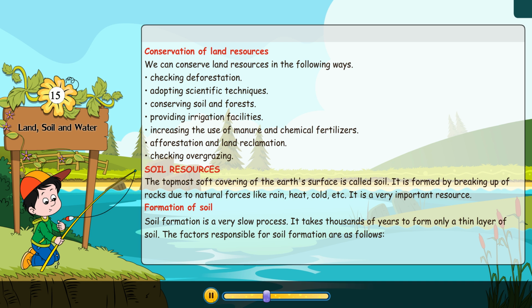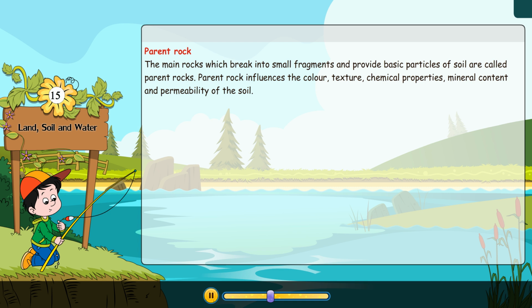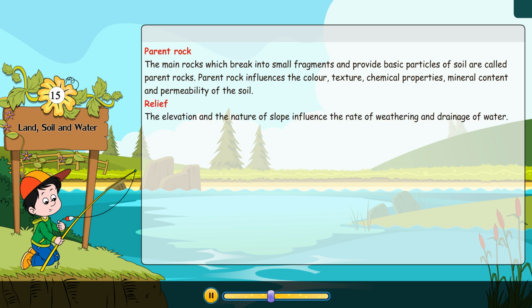The factors responsible for soil formation are as follows. Parent rock. The main rocks which break into small fragments and provide basic particles of soil are called parent rocks. Parent rock influences the color, texture, chemical properties, mineral content, and permeability of the soil. Relief. The elevation and the nature of slope influence the rate of weathering and drainage of water. Thus, flat areas have a thicker layer of soil as compared to steep slopes.